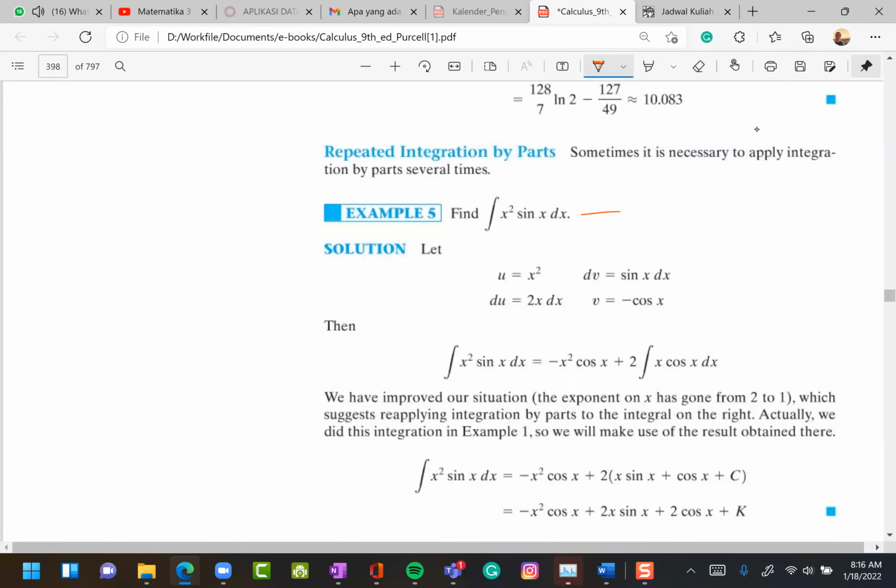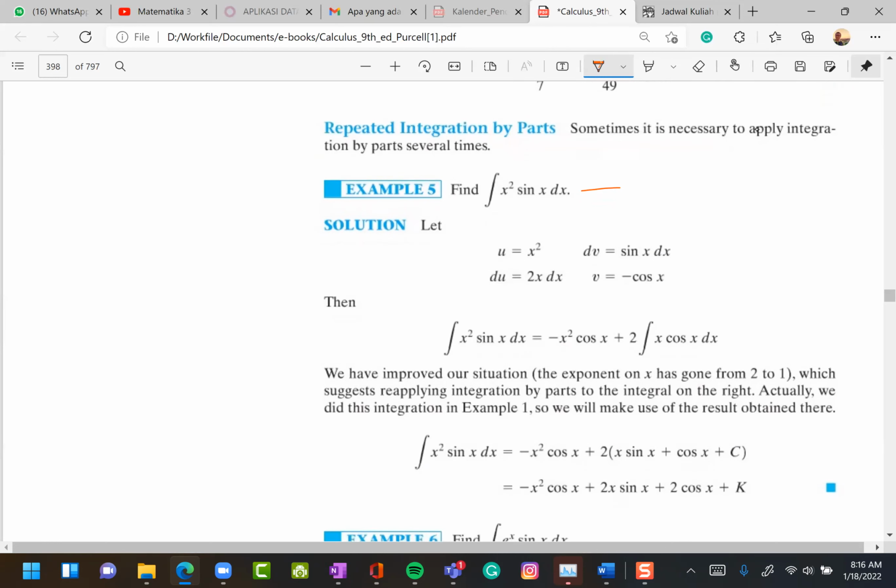Okay, here is the integral of x squared sine x. Here we let u equal x squared, and then dv is the rest, sin x dx. And take the derivative, so du is 2x dx, and v is the integral of sine x, so just negative cosine. So u times v is x squared times negative cosine.